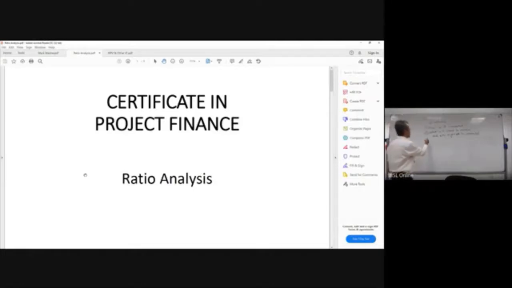And the third is, what is the unit of measurement? The unit of measurement is very important. I said the unit of measurement can be a percentage, or a number of times, or a multiple, or a time period, that is a number of days or number of months. What is the unit of measurement?